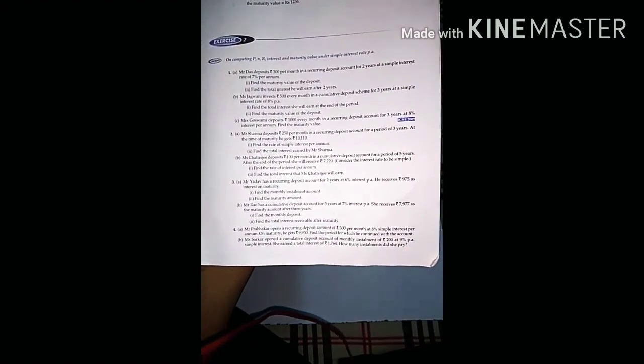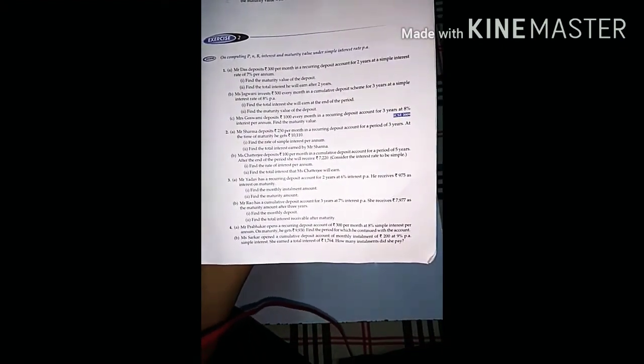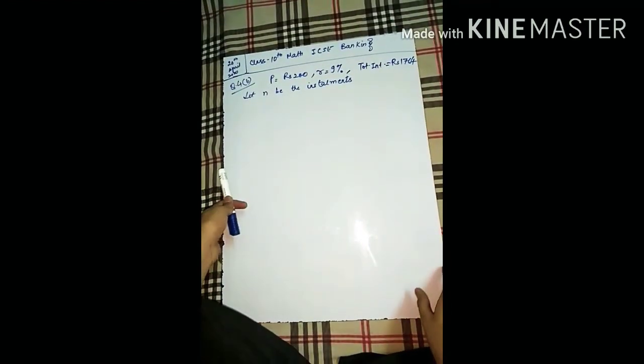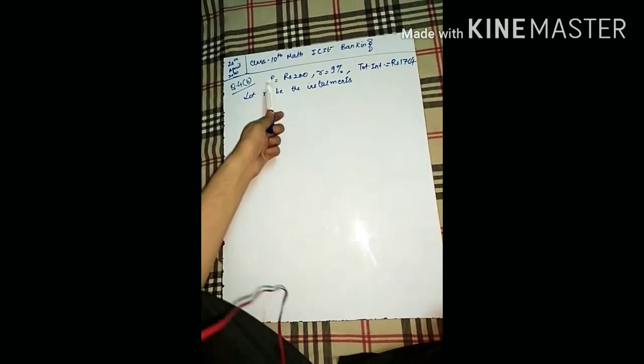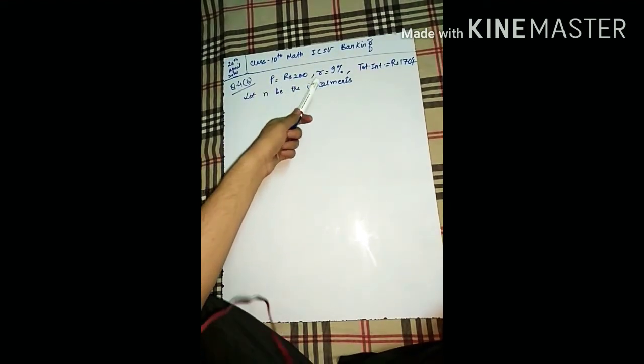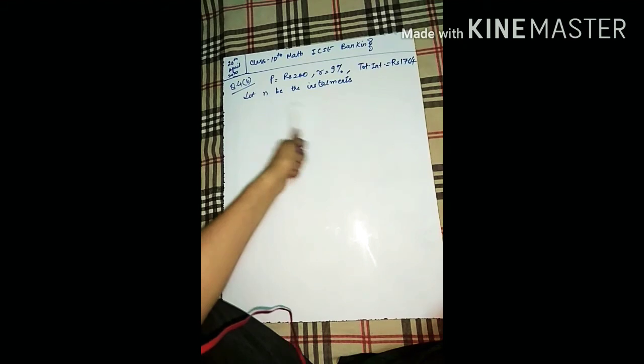Miss Sarkar opened a cumulative deposit account of monthly installment of rupees 200 at 9% per annum simple interest. She earned a total interest of rupees 1764. How many installments did she pay? So in this question, we are given the principal amount, that is 200, the rate is 9%, and the total interest. We have to find n, the number of installments. So here I have written the given things: P is rupees 200, rate is 9%, total interest is 1764, and n is the number of installments.